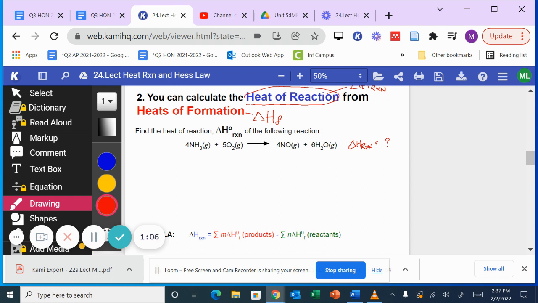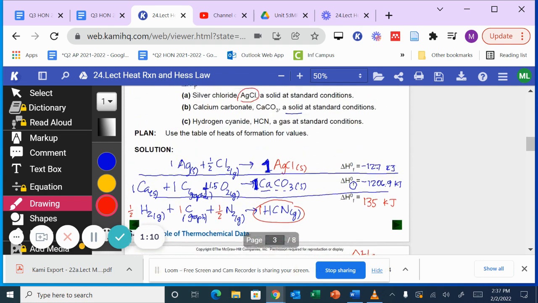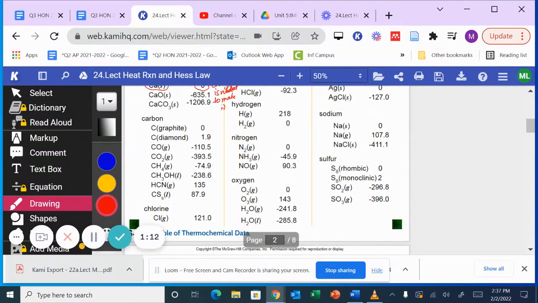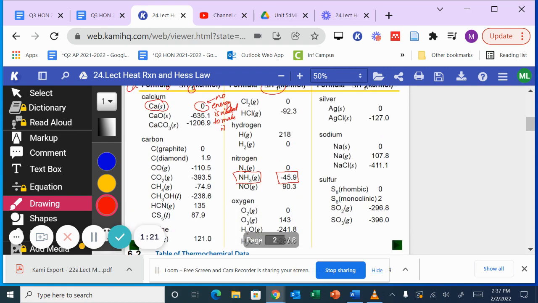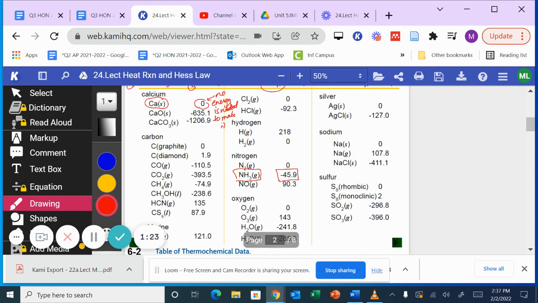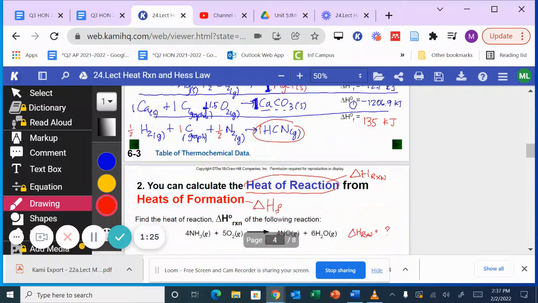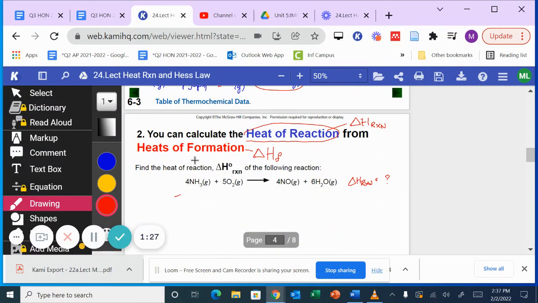For how much energy did it take to form NH3? So all we have to do is look it up. NH3, and you have to pay attention to the physical state. It's a gas. It gave off negative 45.9 kilojoules for every mole to form it.